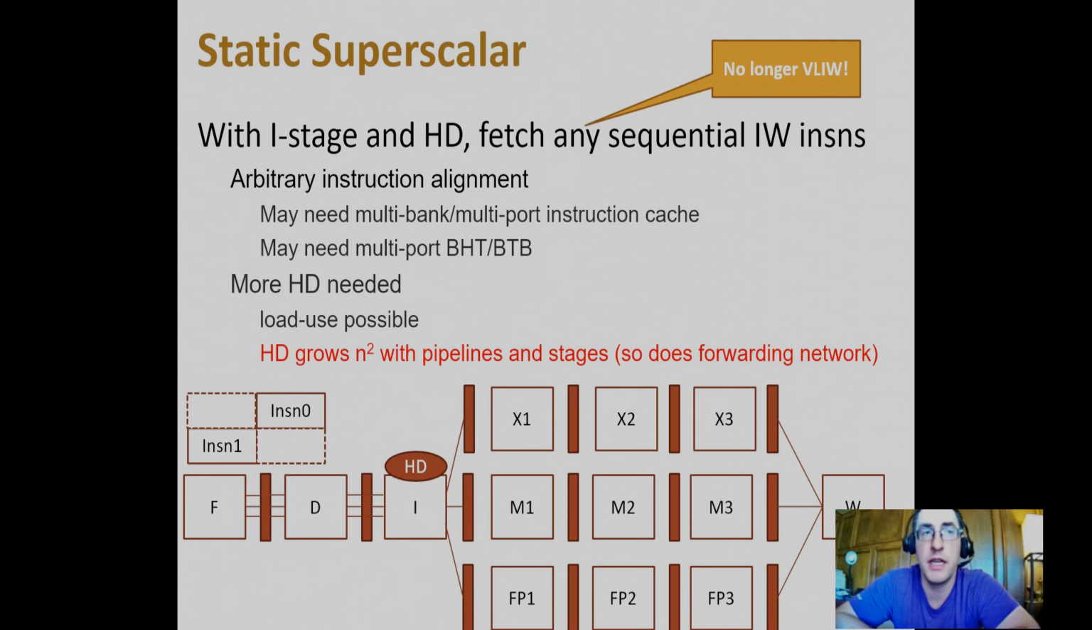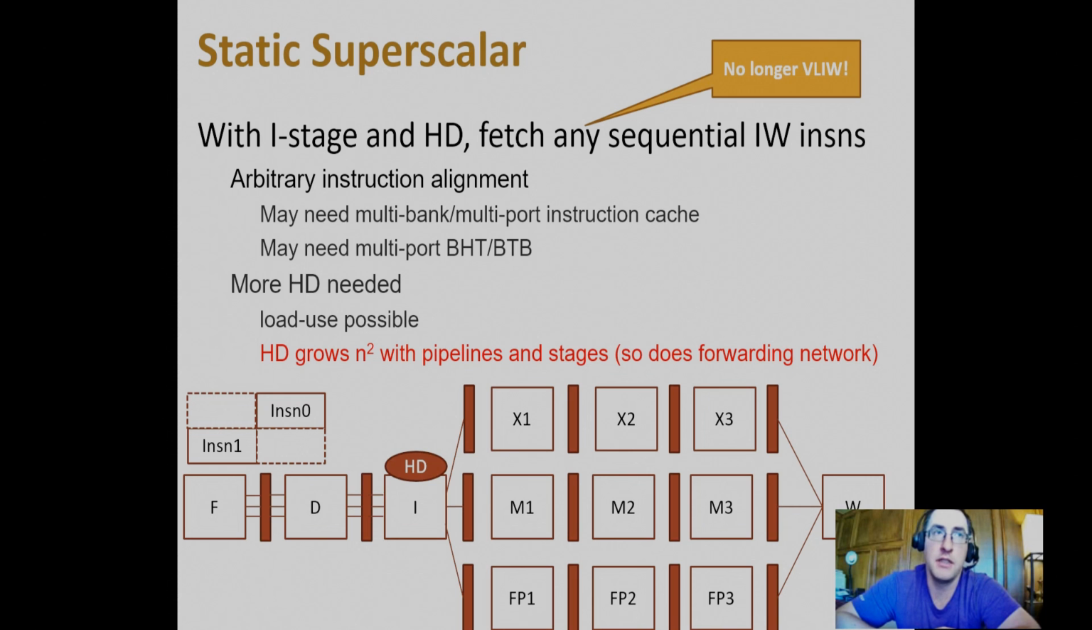We can have arbitrary instruction alignment. We no longer need to align to a bundle size. If we don't need any of those issue packet bits to give hints to the hardware, then we can fetch arbitrary instructions in the program. If the instructions are arbitrarily aligned, we may have some complexity in the instruction cache, but that's beyond the scope of this class. And we also may have some complexity in the branch prediction hardware in the fetch stage, but that's maybe a topic for later.